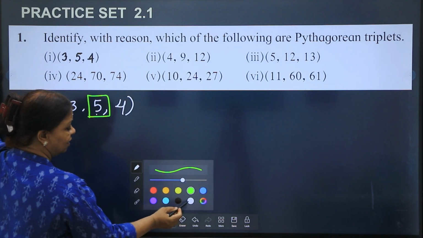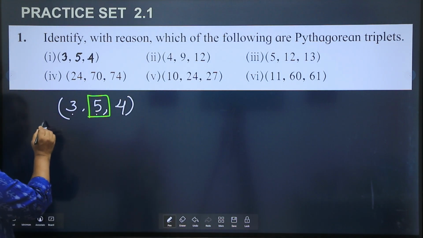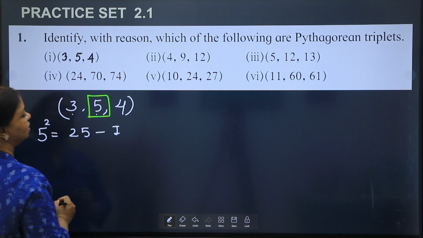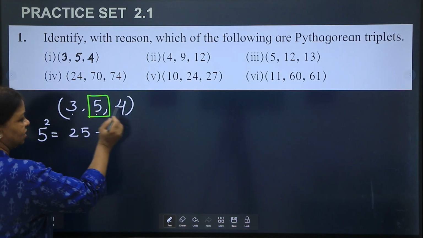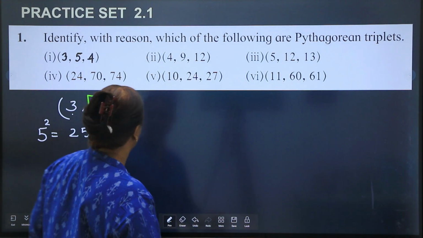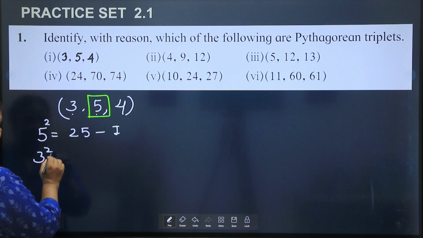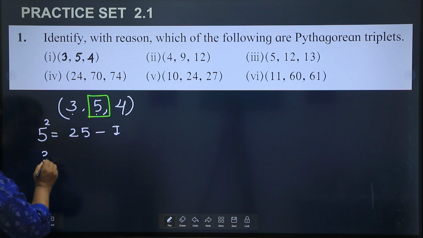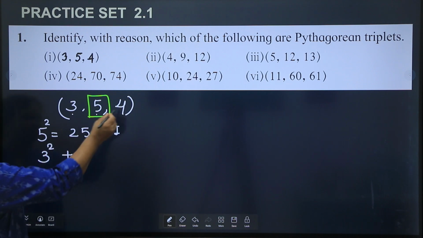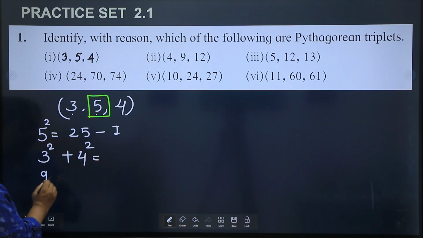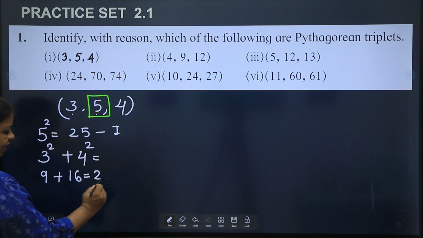So we will be taking the square of 5. Square of 5 is 25. This is the first one. Now take the sum of the squares of the other two numbers. So 3 square and 4 square. What am I getting? 3 square means 9 and 4 square means 16. 9 plus 16 is nothing but 25.